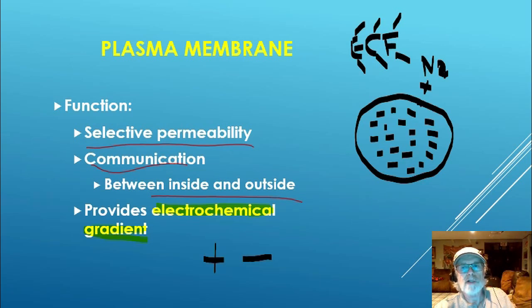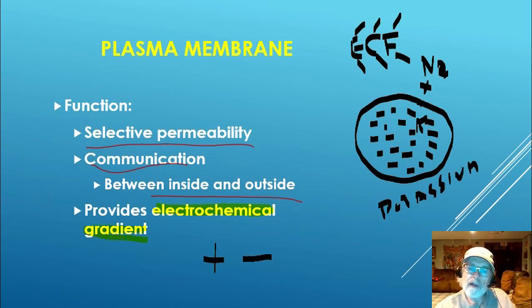But just remember, the outside of the cell is a little bit more electropositive, and the inside of the cell is more electronegative. Also inside the cell is another cation called potassium. Okay, so we have potassium in, sodium out.